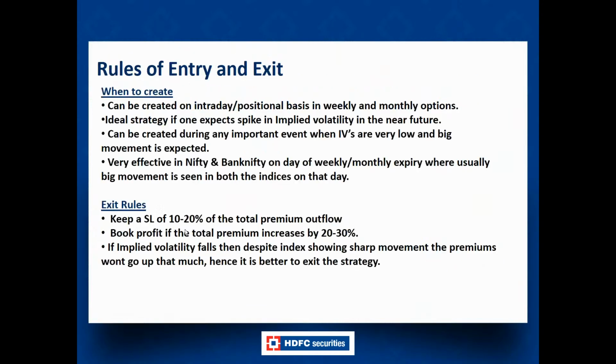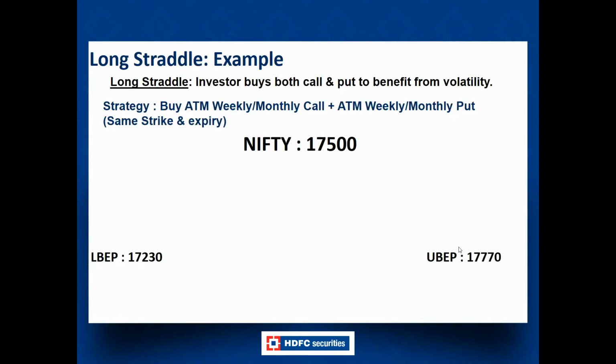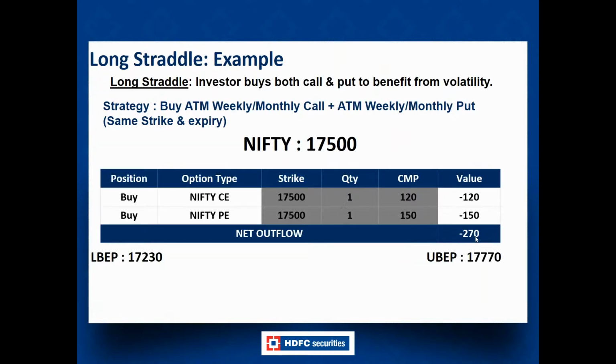The stop loss is 10 to 20 percentage of the total premium outflow. So in this case, you have paid 270 rupees, which is the total premium outflow. You should keep a stop loss of around 50 to 60 rupees. If this premium reduces from 270 to 210 rupees, you should exit this strategy.